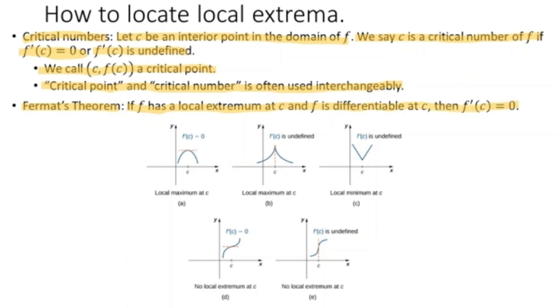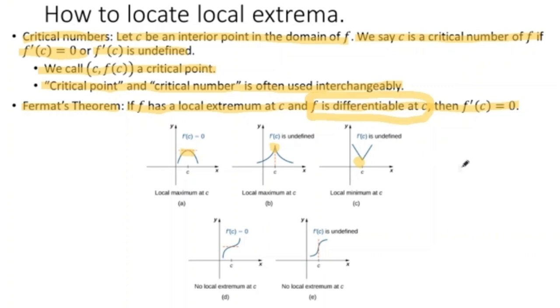This theorem tells us that the possible locations of extrema will occur wherever our derivative is 0, as we see here in the first picture where we have a local maximum, or wherever our derivative is undefined. Because it includes f being differentiable at c, anywhere where our function is not differentiable could also potentially be a local extrema. As we can see here in pictures B and C, where we have the sharp points, but we still have local maximums and minimums at those sharp points.